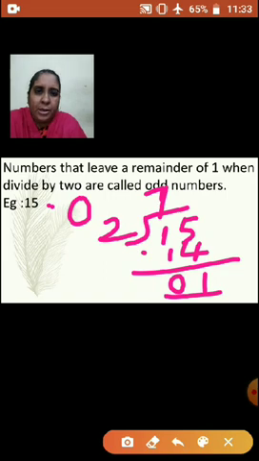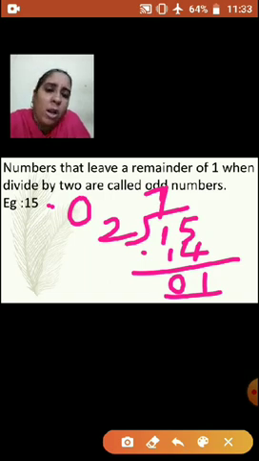It means 15 is which number then? Odd number, right? So always remember, or in other words you can remember this way: the numbers which come in table of 2 are called even numbers, and the numbers which do not come in table of 2 are called odd numbers.